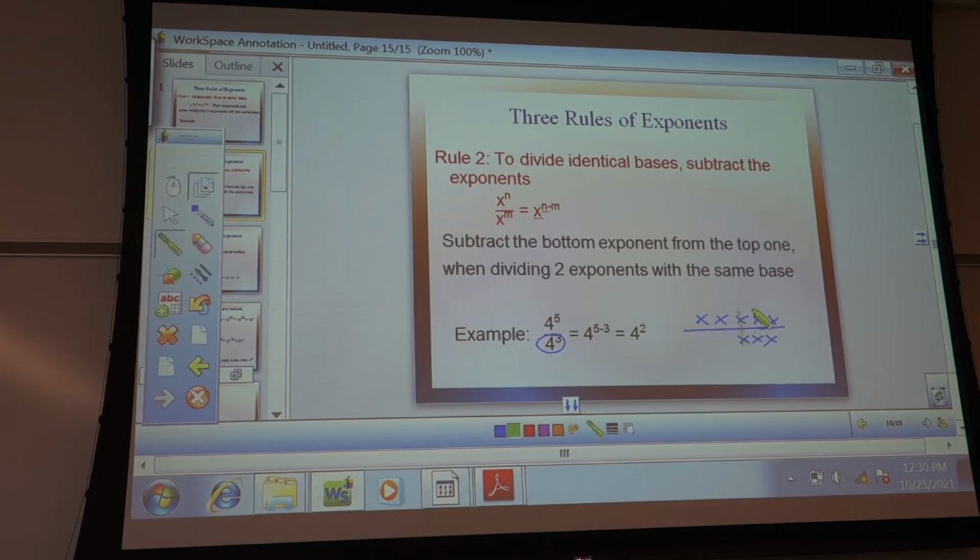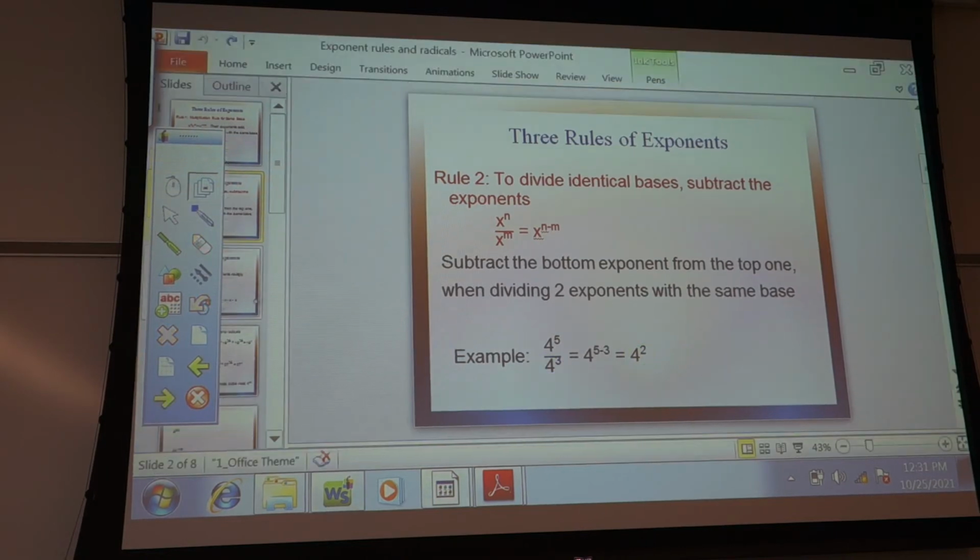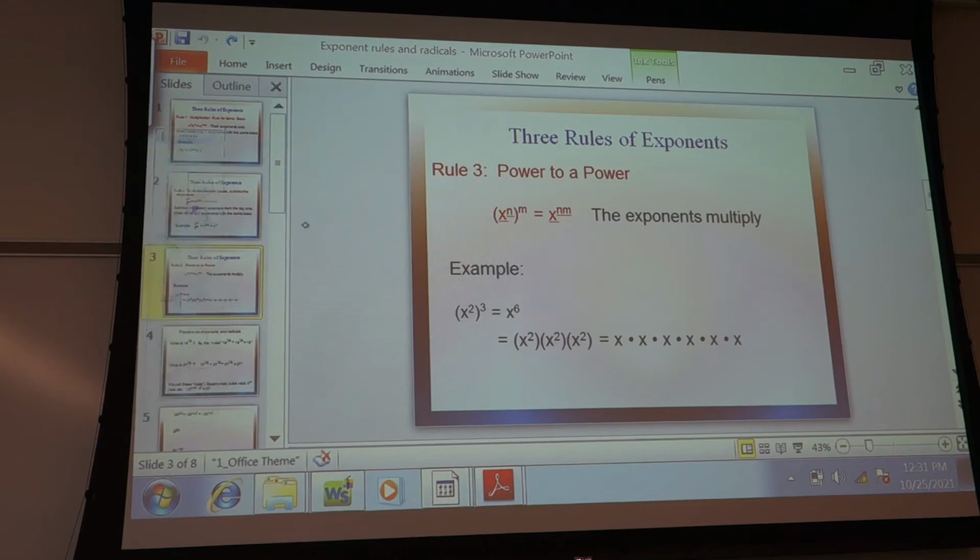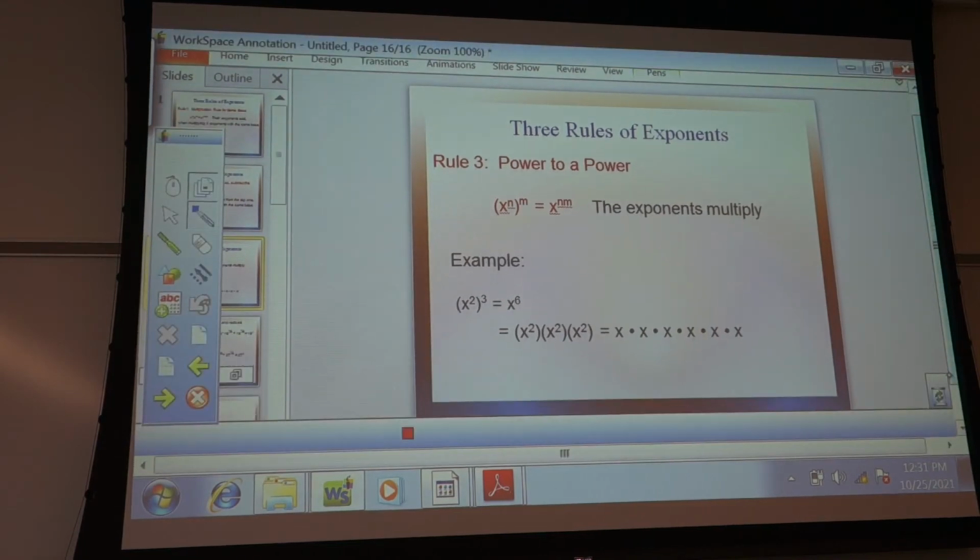Right, and these x over x is just another form of 1, so those go away. You're left with 2 of them. You just do 5 minus 3. Yeah, 5 minus 3. That's what it is. Power to power, the exponents multiply.